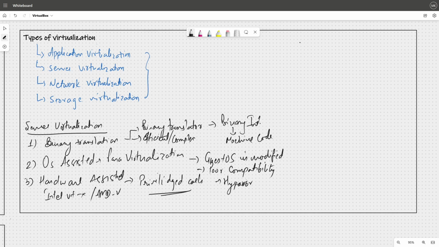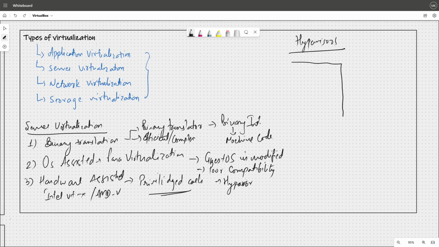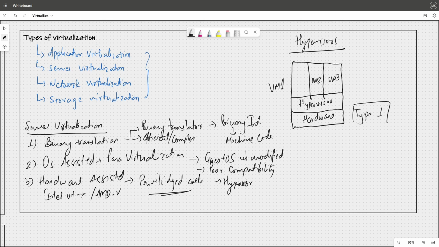Let's understand what the types of hypervisors are. If we talk about hypervisors, let me just draw a block diagram. So if we say this is your hardware, now this is your hypervisor, and then you have all the virtual machines. So this is VM1, VM2, and then this is VM3. This is called type 1 hypervisor, where your hypervisor is directly located above the hardware.